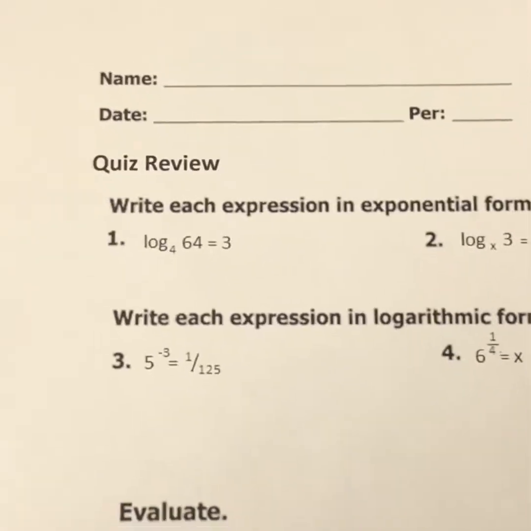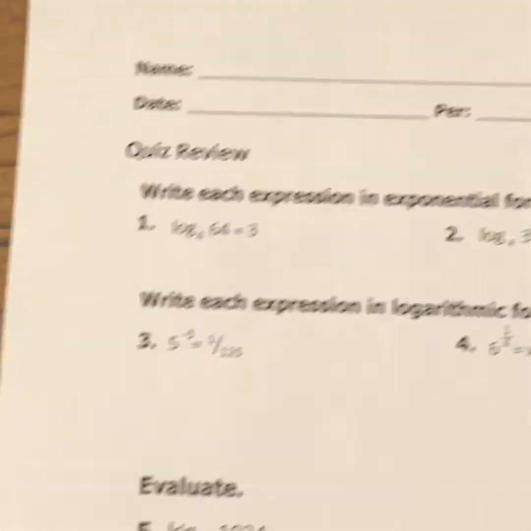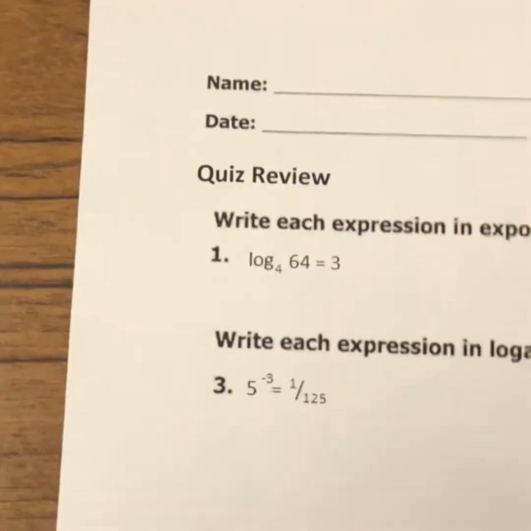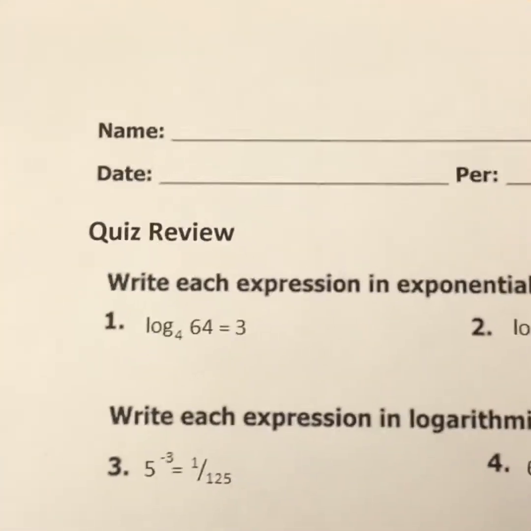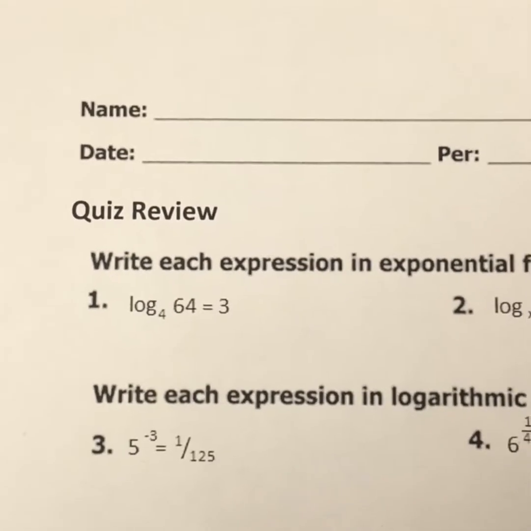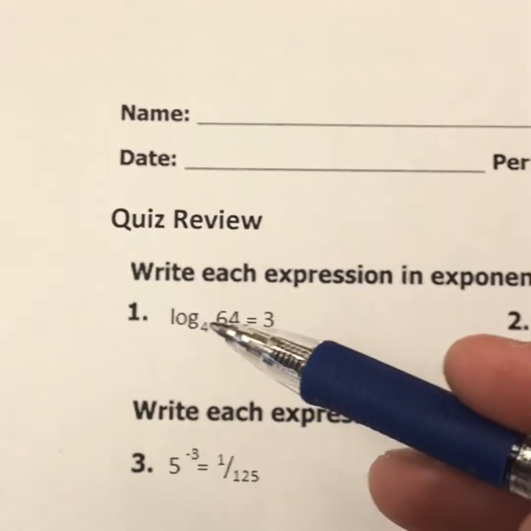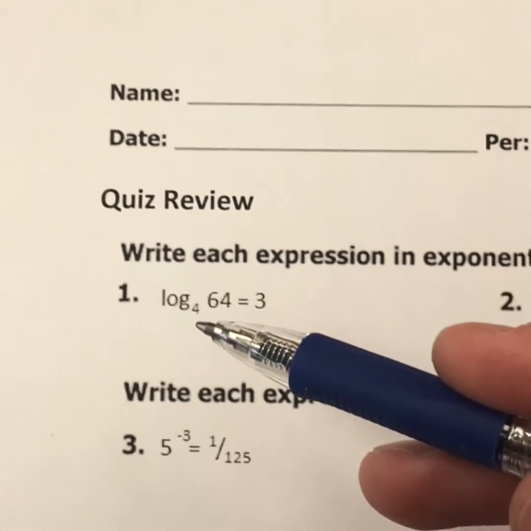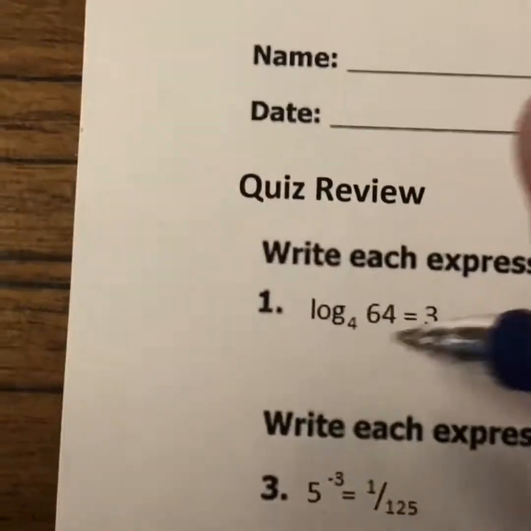It says, write each expression in exponential form. So when you're in logarithmic form, as it is right now, what we're going to do is always start with that base. The base is the small subscript number. So the subscript here is 4. That would be the base. So I would write 4.